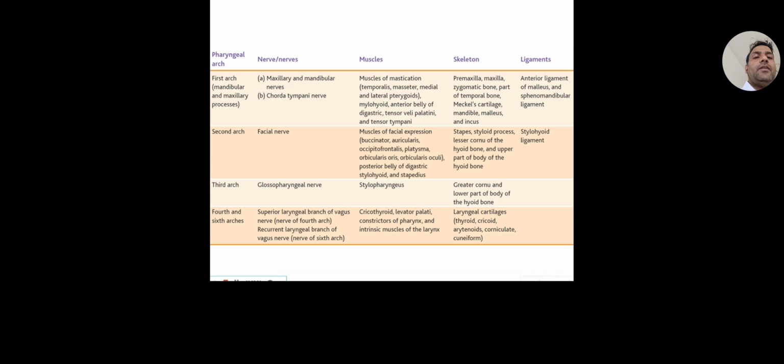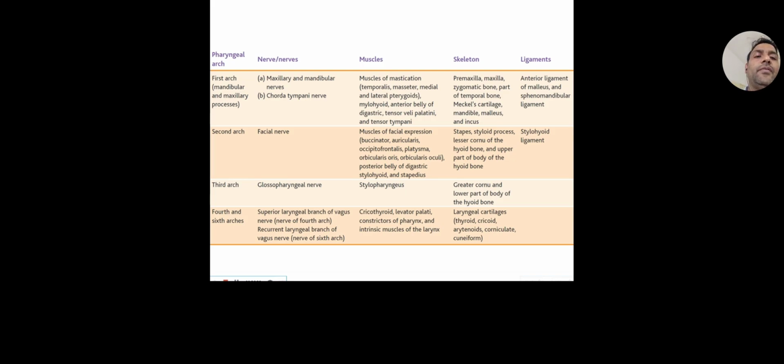Second arch, the nerve is the facial nerve. Remember, all these nerves are derived from the hindbrain vesicle, that is from the pons and medulla. And the muscles you can remember as "stupid": styloid, facial muscles, stapedius, stylohyoid, all the facial muscles, and posterior belly of digastric. Skeleton you can remember as 5S: stapes, styloid process, stylohyoid ligament, smaller corner of hyoid bone, superior part of the body of the hyoid bone.